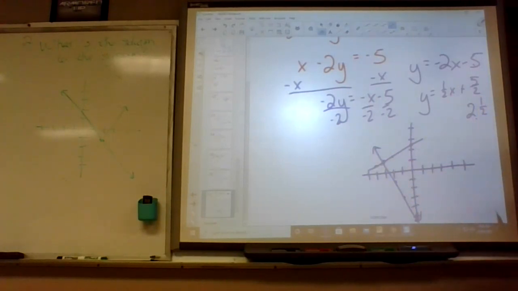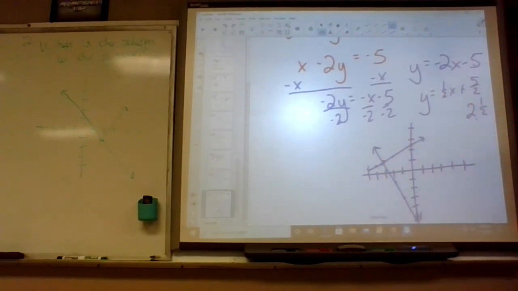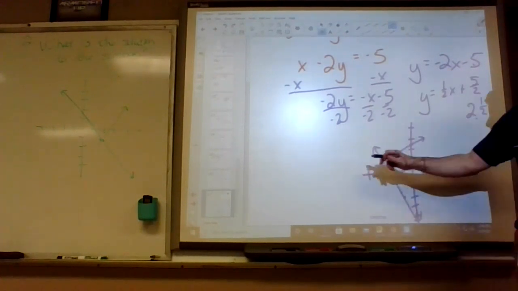Try to be quiet. So they meet at negative 3, 1. You're there, yeah. So where do they meet at? Negative 3, 1.